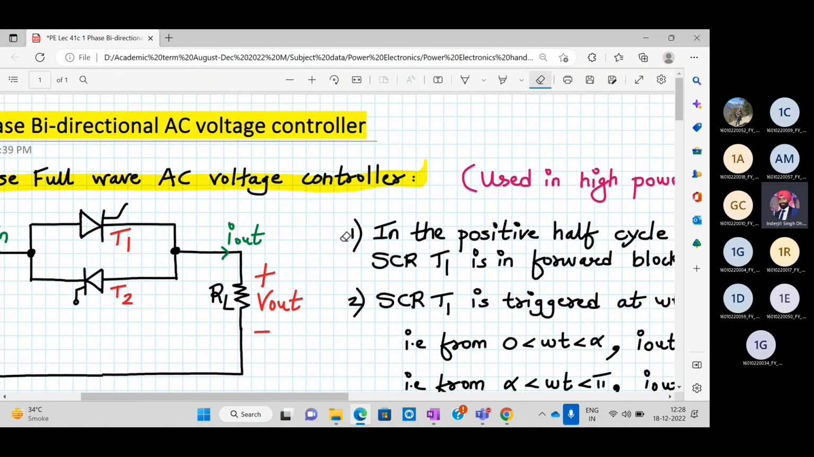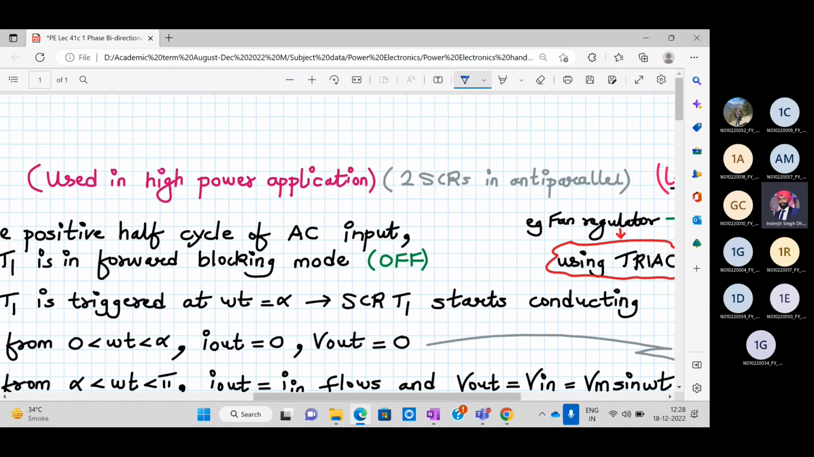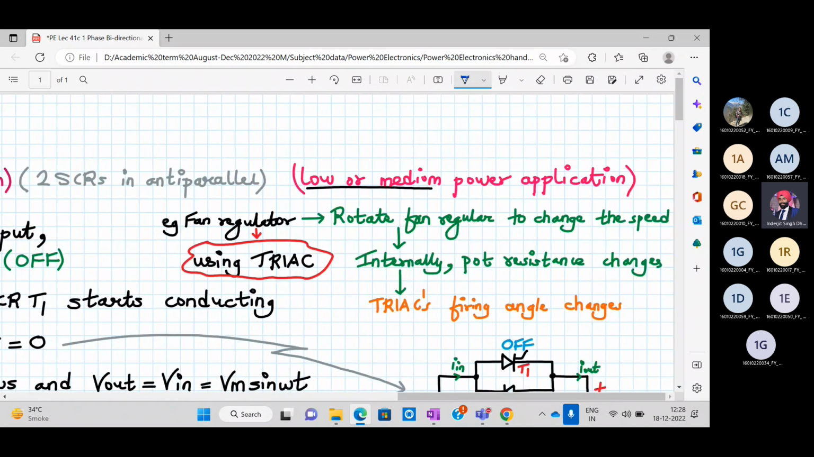Because in power electronics, SCR is the king. SCR is the major device because it is used for extremely high power application. The ratings of the SCR are the highest, right? So we are using two SCRs in anti-parallel, but the same circuit can use a triac when we require medium or low power application. So triac will have low power ratings. So here we are using triac.